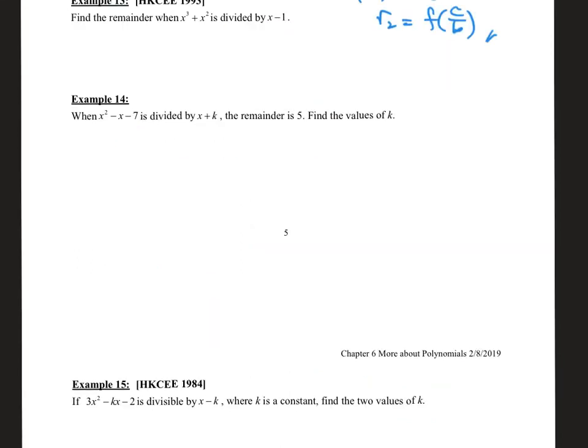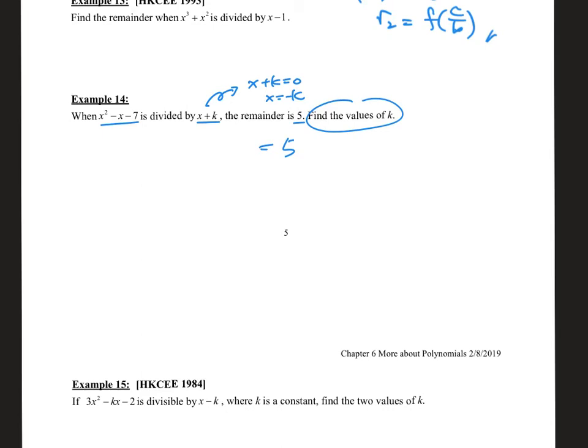A simple question can be found in example 14, in which you have a division by x plus k, and you have the remainder. So that's why we are applying the remainder theorem to make an equation, as we are going to find an unknown, the values of k. Divided by x plus k, that means we are going to substitute x is minus k in this polynomial. But we don't write f of minus k here because f(x) is not mentioned in the question. It's better not to do so.